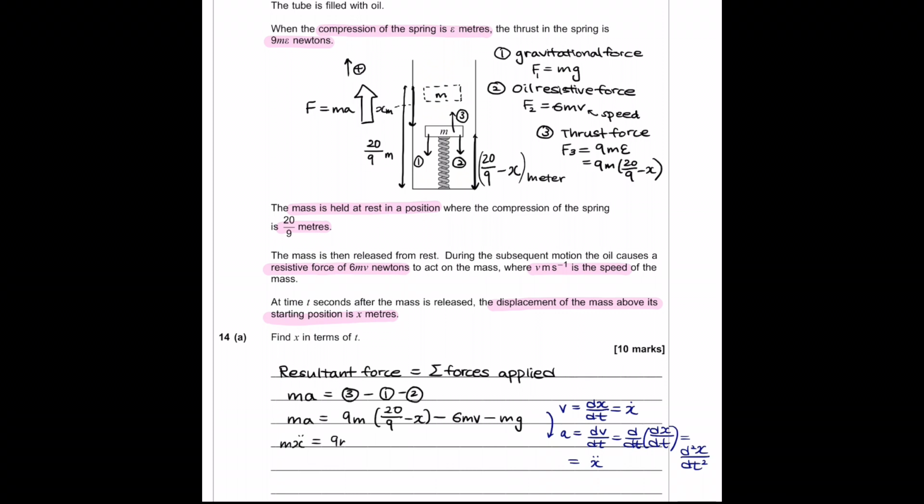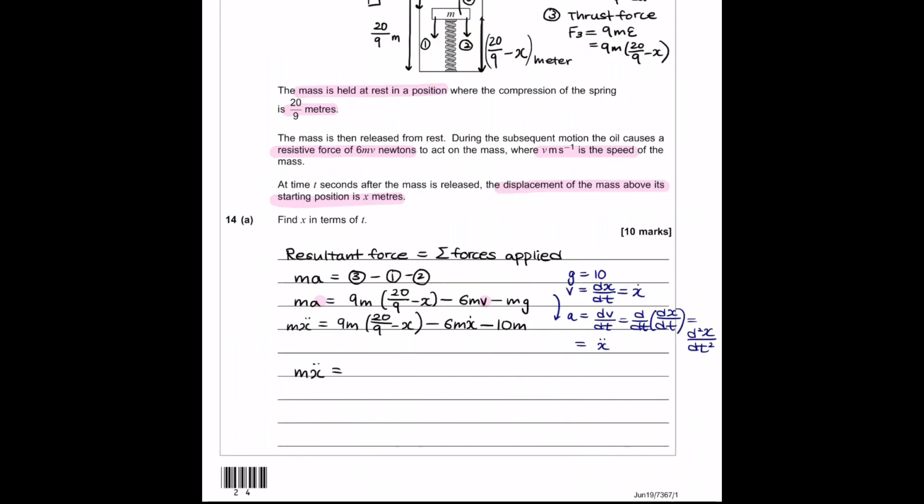Then this equation becomes this. I used 10 here because in the question we said g is 10, so I substituted 10 into the last term. Then you simplify this differential equation and divide everything by m. The equation simplifies to a second order differential equation.